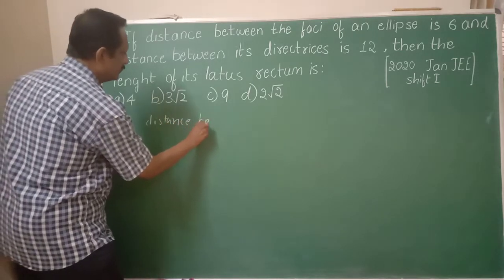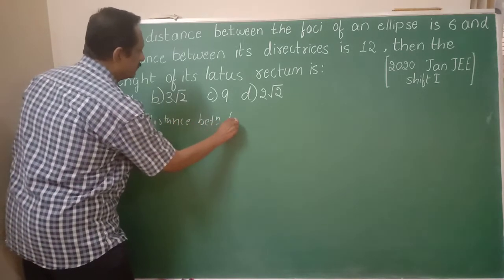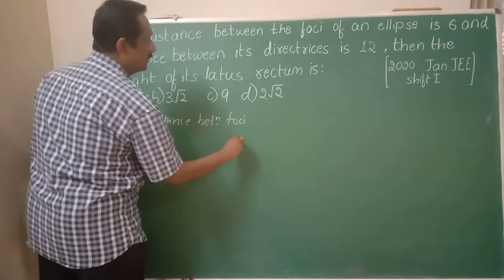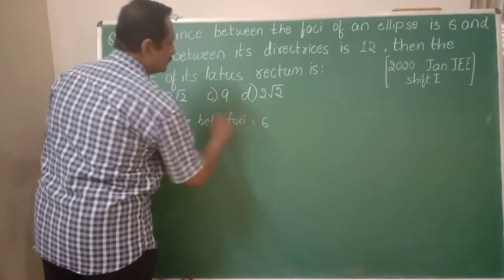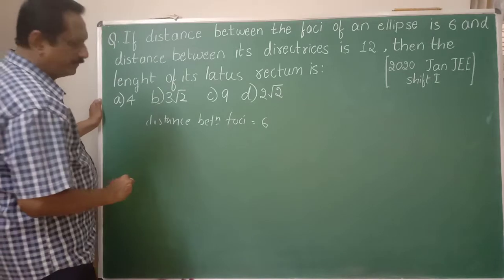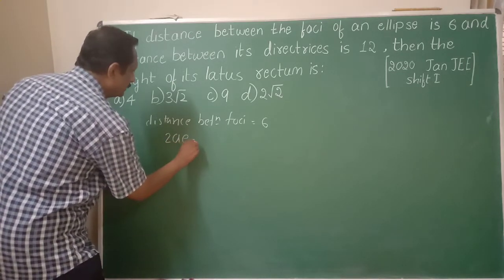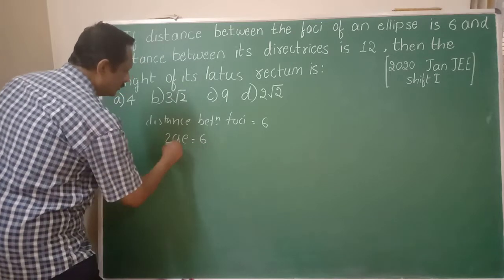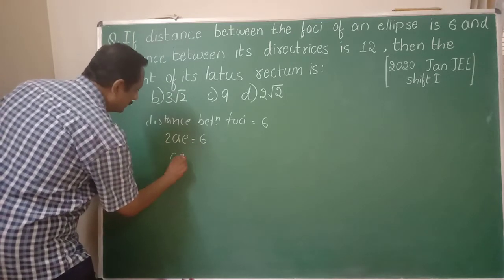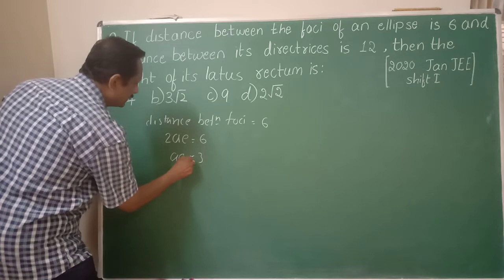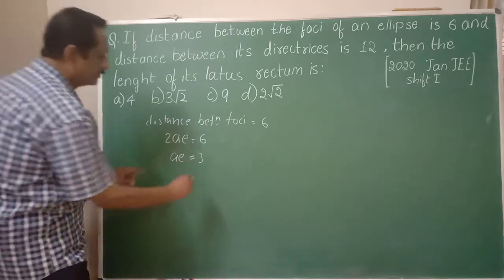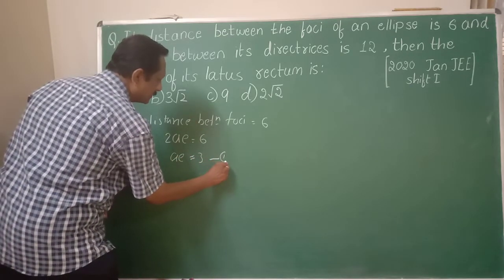Distance between foci is equal to 6 here. So the formula is 2ae is equal to 6 here. The 2s cancel here. a into e is equal to 3 here. Okay, a into e is equal to 3. Take this as equation number 1 here.